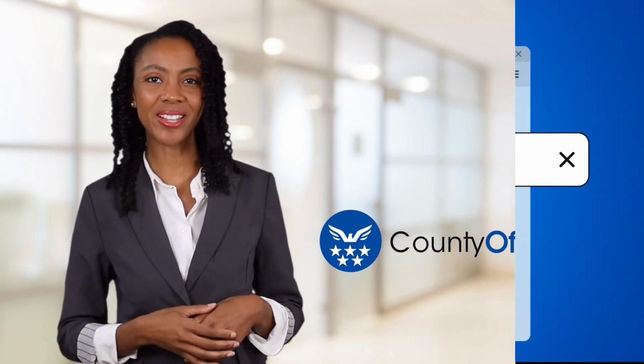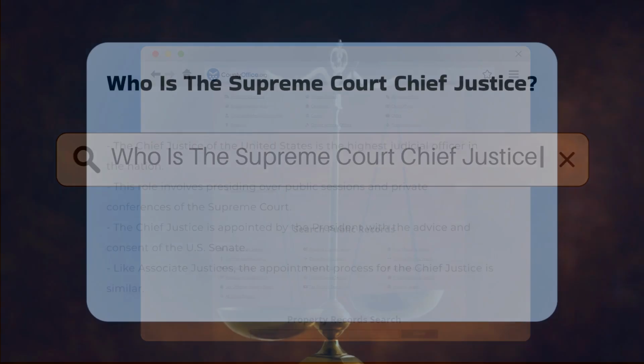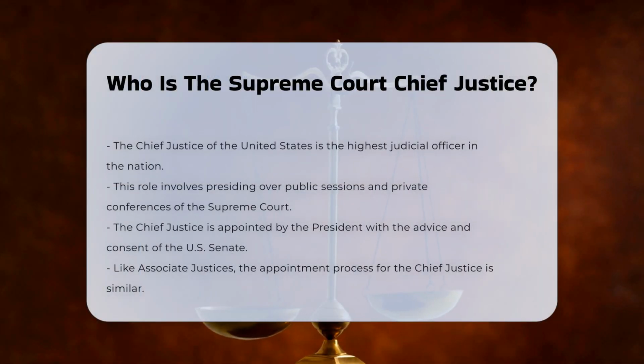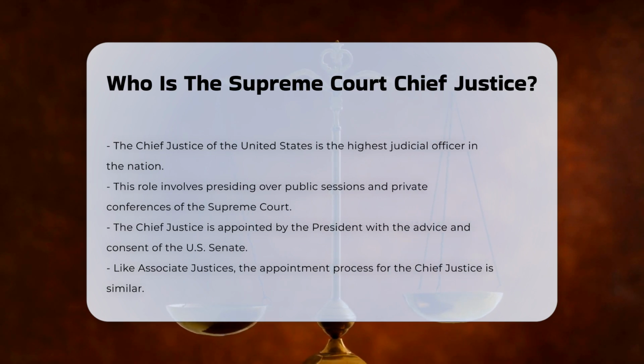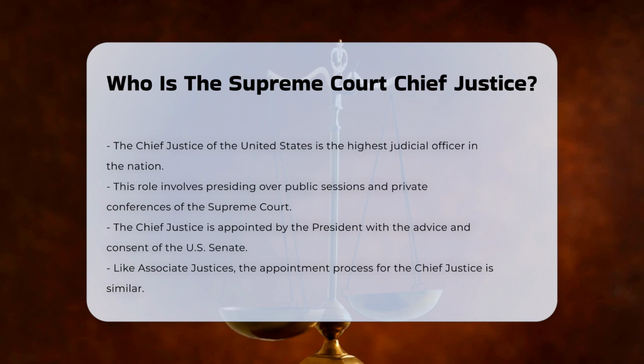Let's get started. Who is the Supreme Court Chief Justice? The Chief Justice of the United States is the presiding judge of the Supreme Court, the highest judicial officer in the nation. This position is crucial as it involves presiding over the Supreme Court in its public sessions and private conferences. The Chief Justice is appointed by the President of the United States, with the advice and consent of the U.S. Senate. This process is the same as for associate justices.